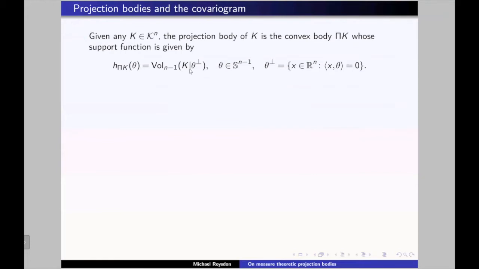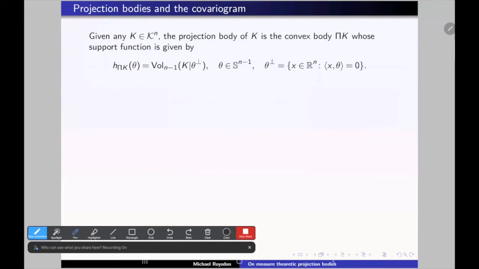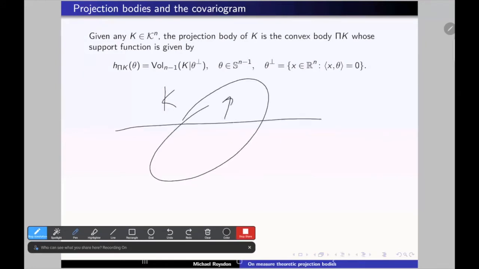So let me see if I can just draw it real quick to make it nicer. If I have a convex body K, I have a direction theta, and this guy is theta perp, you project K onto here, you take this volume and you say that's the support function in that direction. You can do it here, again, project, and you do this in every direction, and this is how you obtain the projection body.